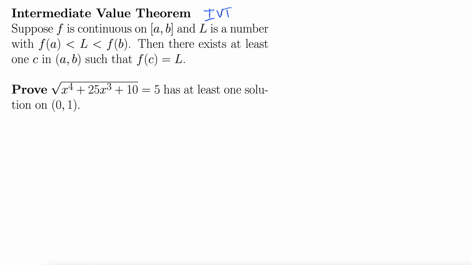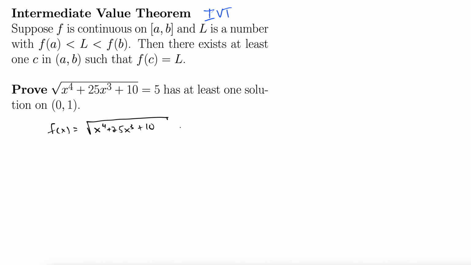Okay, so let's get down to business here. First off, let's start to convert this into the language of the theorem. So let's let f of x be this function here: square root of x to the 4th plus 25x cubed plus 10. Okay, so let's leave it at that.